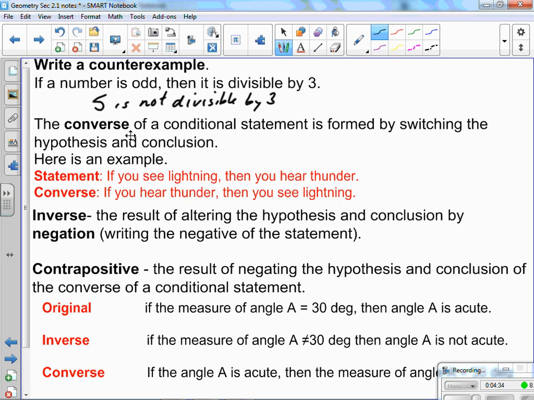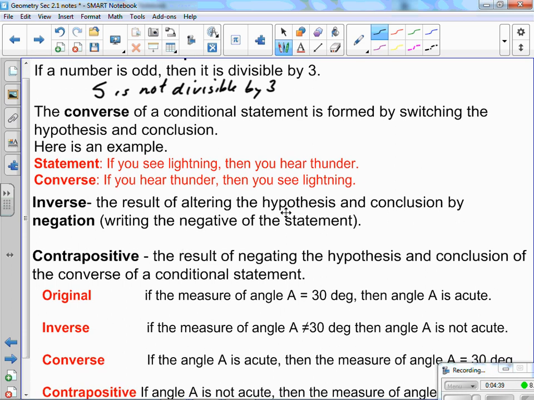So that's a converse. The inverse is a result of altering the hypothesis and conclusion by something we call negation, which is basically writing the negative of the statement. Which, if we're talking about an inverse, what we're talking about is putting in words like not. If not this, then not that. And then a contrapositive is the result of negating the hypothesis and conclusion of the converse of a conditional statement.